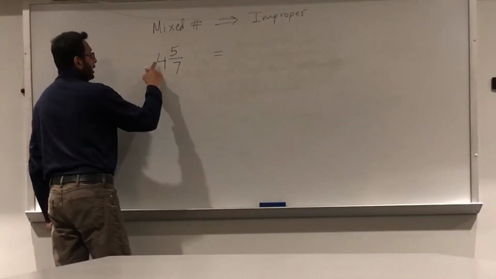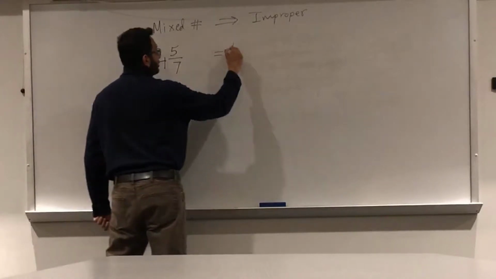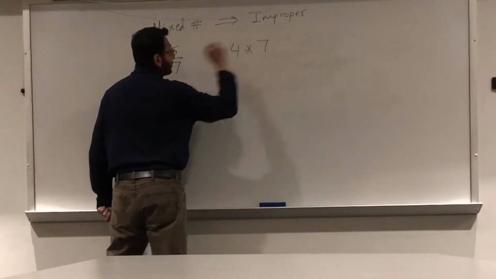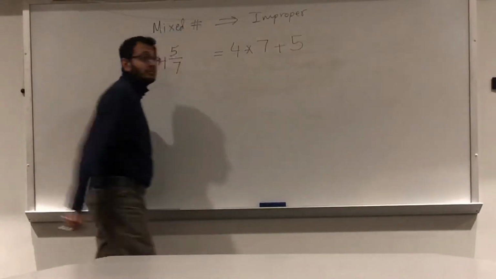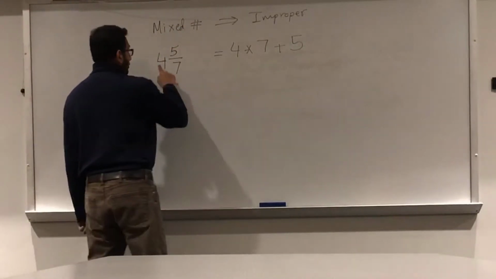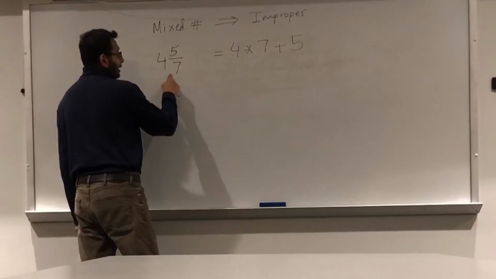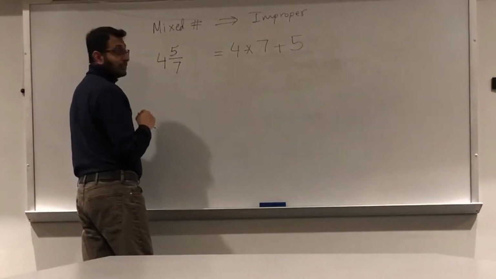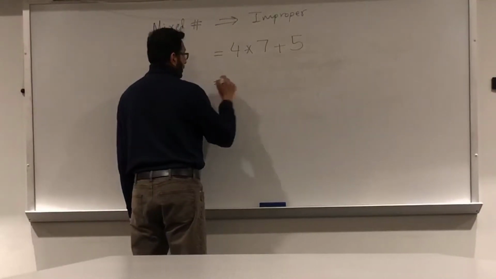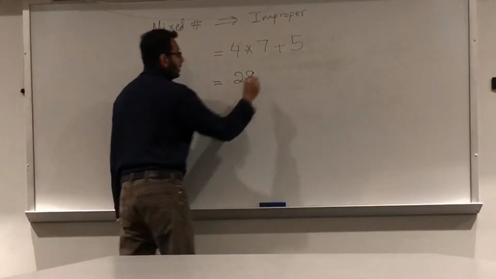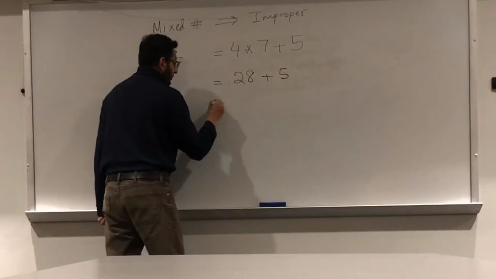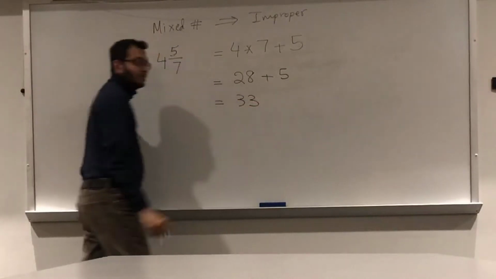We will multiply 4 and 7, and then we will add 5. We will multiply 4 and 7, and we will add 5. So now let's see what we come up with. 4 times 7 is 28, plus 5 is 33.